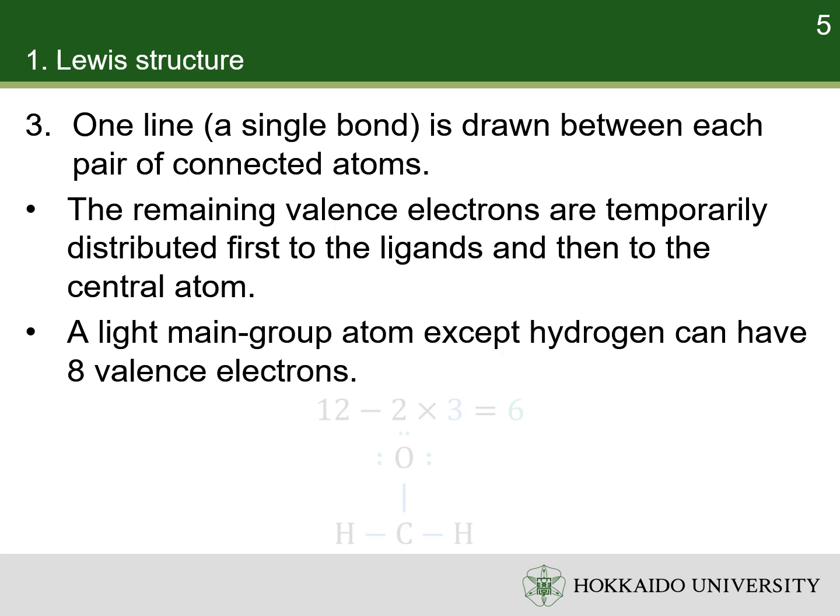In the case of formaldehyde, 3 single bonds consisting of 6 electrons are drawn to represent carbon-oxygen and carbon-hydrogen single bonds. There are 12 minus 6, which is equal to 6 remaining electrons. All of them are distributed to oxygen so that it has 8 valence electrons. Then, no more electrons can be placed.